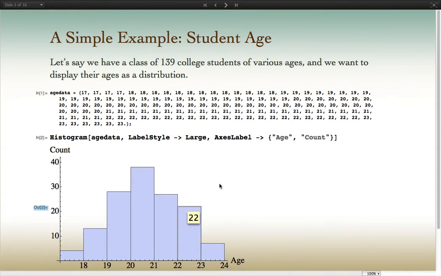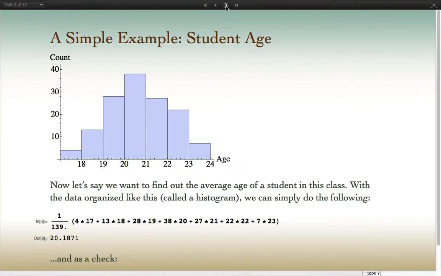So that's where this distribution comes in. And Mathematica has an automatic function that does that for us, so that we can see how many people fall within each age, and we bin them into a histogram like this. So that's an age distribution. Now we can get information from this distribution.